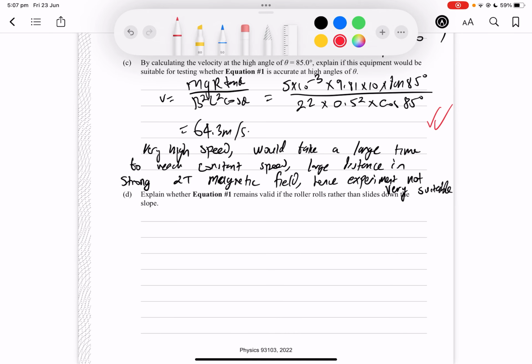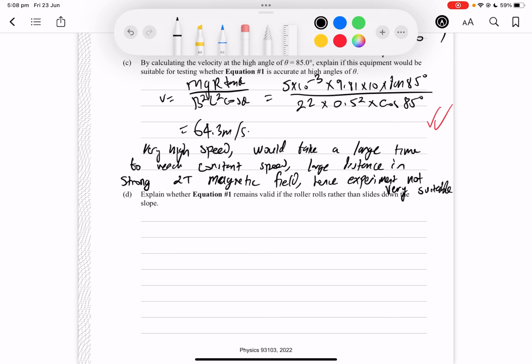Explain whether equation 1 remains valid if the roller rolls rather than slides down the slope. For this question, the first thing when you see that the roller rolls is that some of the energy is being converted into rotational kinetic energy rather than linear kinetic energy. So there's going to be some component of energy going towards the rotational kinetic energy, and some will be converted into linear kinetic energy.